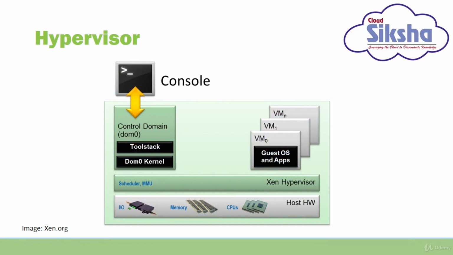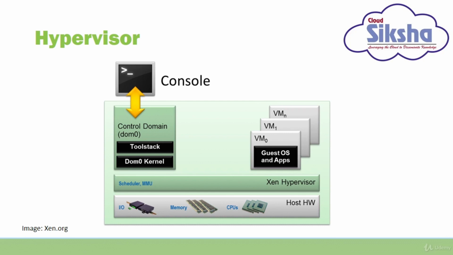So here is a view of the hypervisor. As you can see here, the lowermost part of this diagram is the host hardware, and the hardware could be CPU, memory, network card, hard disk, the IO card, and on top of it there is a hypervisor. Here it is called a Xen hypervisor.